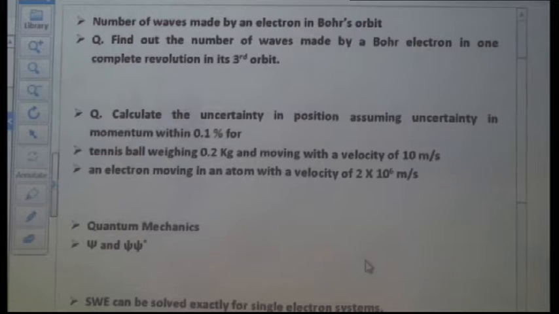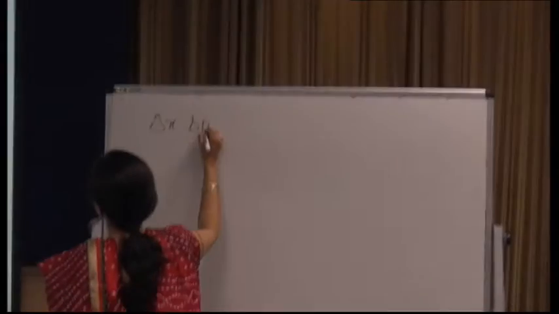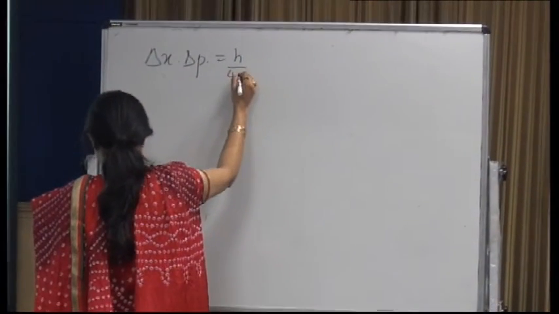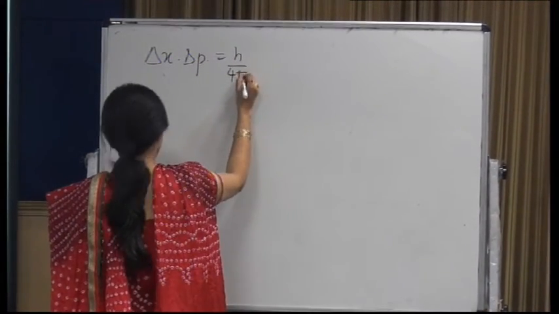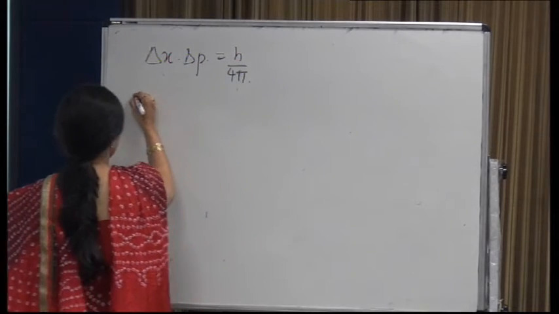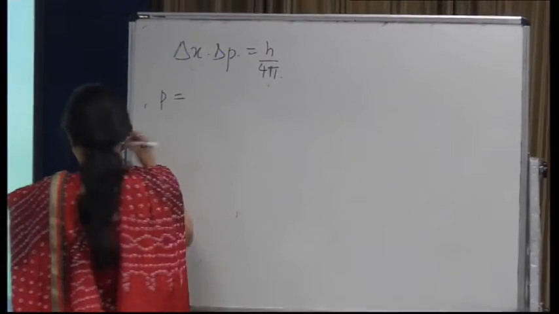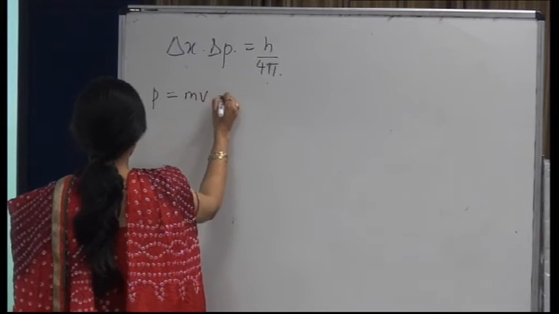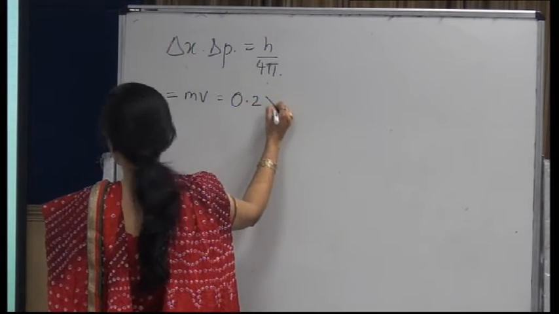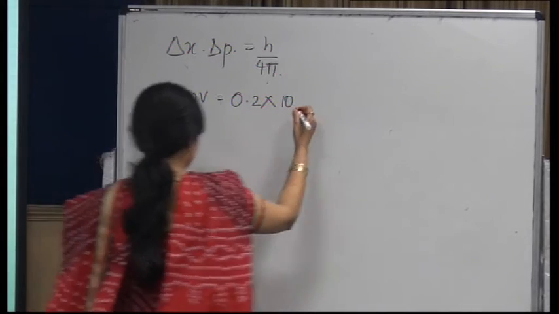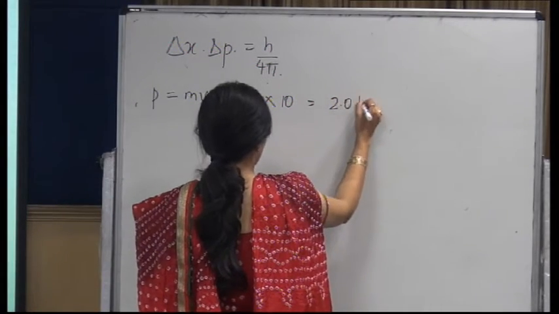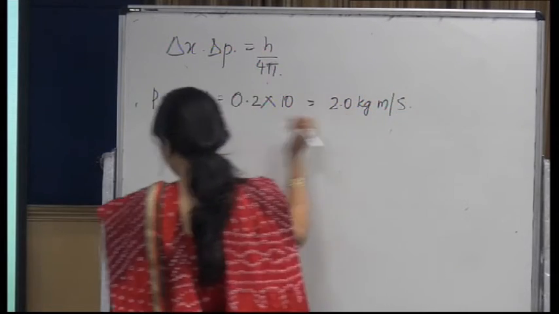So here the formula that will be used will be delta x into delta p is greater than or equal to h upon 4 pi. So here you can just take it to be equal to 4 pi to calculate. Delta x into delta p is equal to h upon 4 pi. And then we have our p to be equal to mass into velocity, that's linear momentum. So that is 0.2 kg into 10 meter per second. That will give me 2.0 kilogram meter per second.